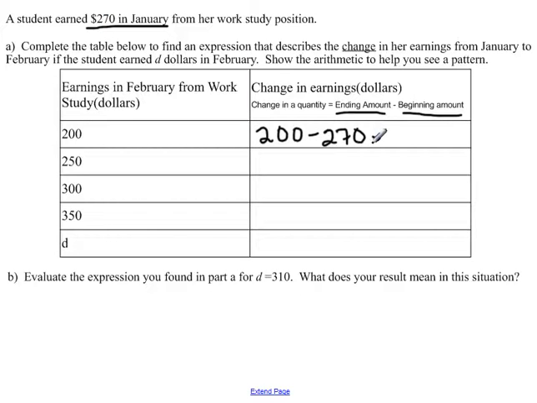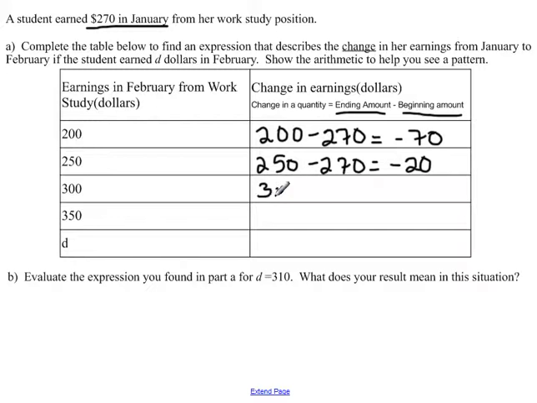So if we do 200 minus 270, we're going to come up with negative 70. So she lost $70 in her earnings. That would make sense that my change would be negative. For the next one, 250 minus 270. Again, notice that her earnings went down. If we do that work, that's going to give us negative 20. So the change was negative 20. Her earnings decreased by $20.